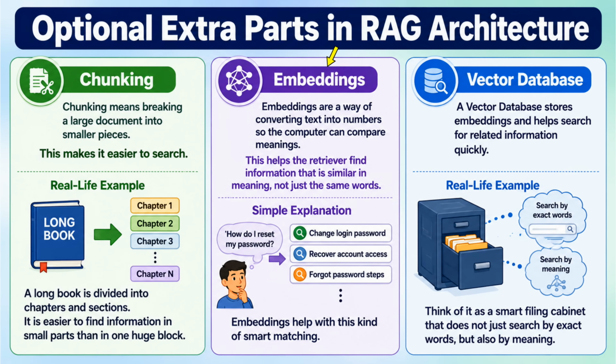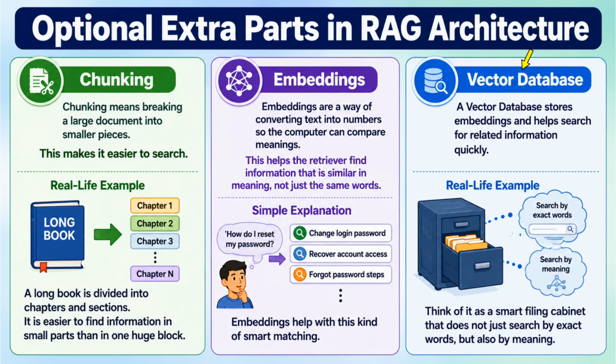Second one is embeddings. Embeddings are a way of converting text into numbers, so the computer can compare meanings. This helps the retriever find information that is similar in meaning, not just the same words. Suppose you ask, how do I reset my password? The system may also find documents like change login password, recover account access, forgot password steps. Even though the words are different, the meaning is similar. Embeddings make this smart matching possible.